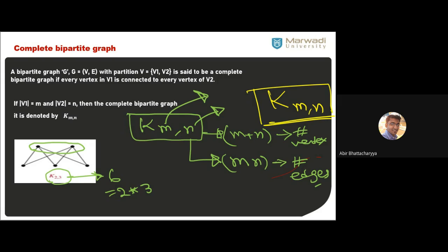Now try to draw K 3,5. All of you try to draw K 3,5 and show me. You can take more space. Try to draw K 3,5 and show me your work. Your task is to draw K 3,5.